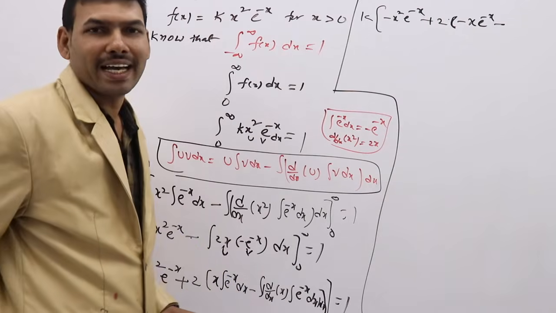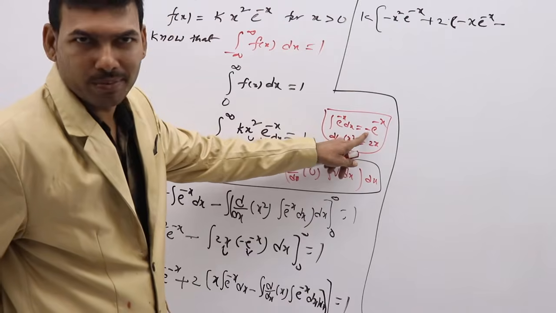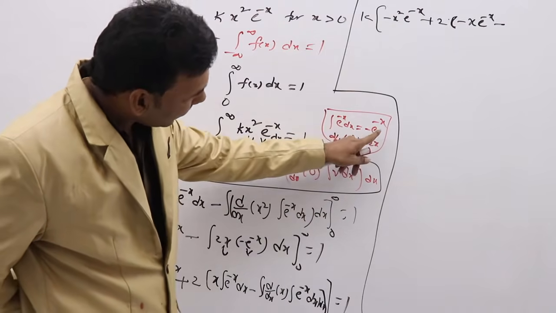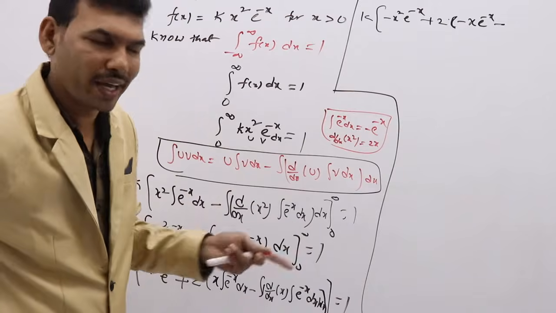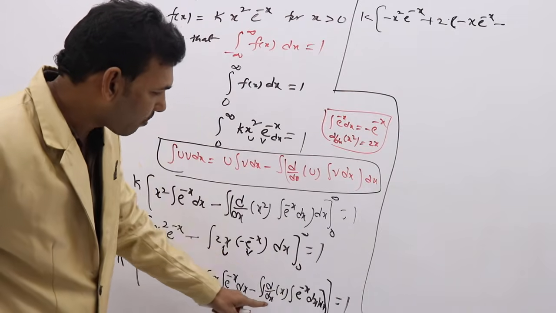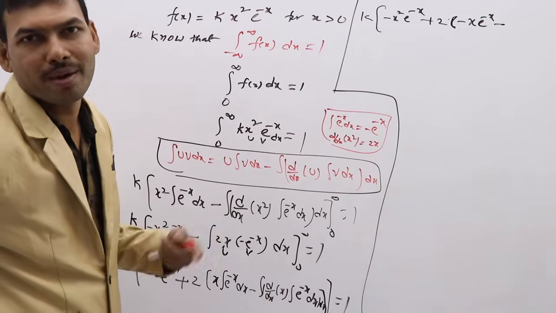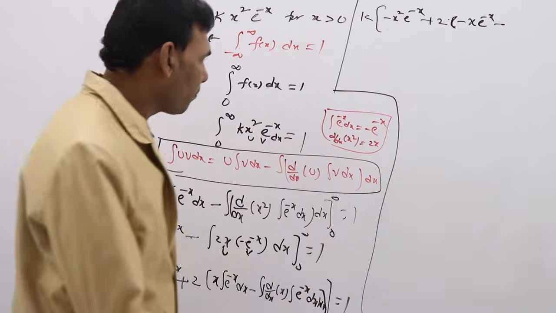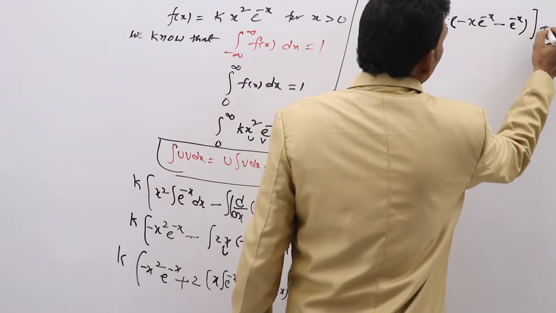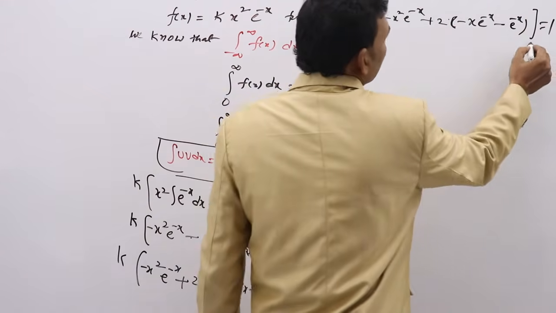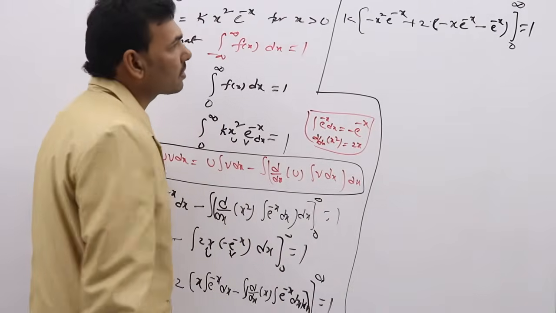If you integrate e power minus x 2 times, if you integrate 1 time you will get minus. If you integrate again e power minus x, you will get one more minus. Minus into minus plus. What I am saying, if you integrate e power minus x 2 times, you will get e power minus x only. So e power minus x only you will get equal to 1, limits 0 to infinity. At the end we are substituting limits.